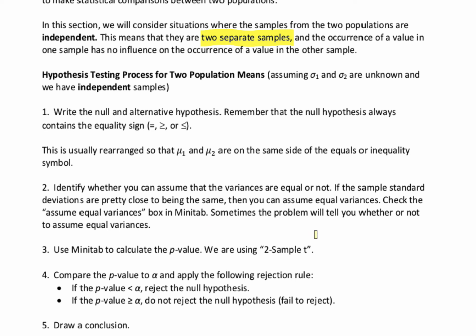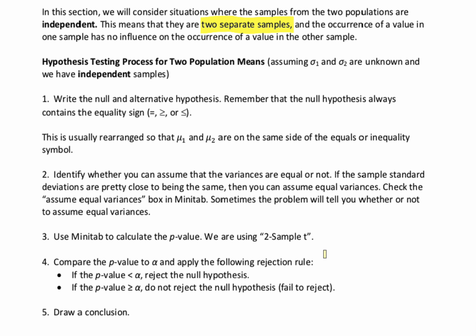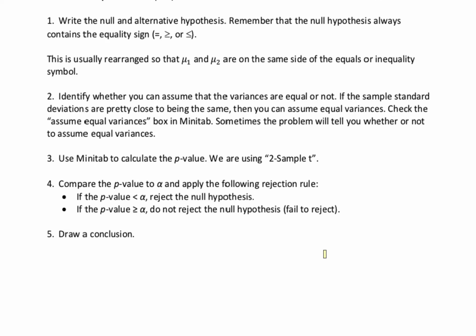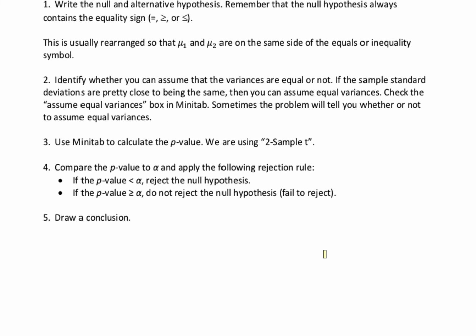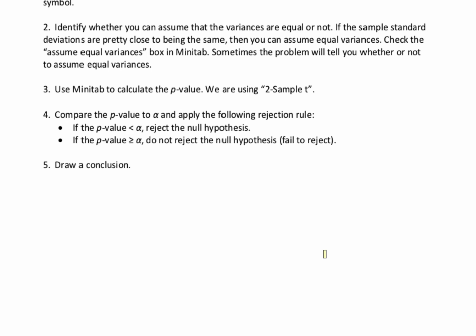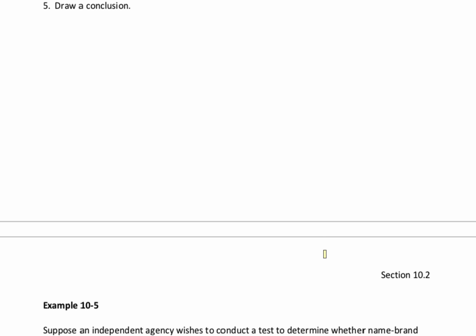So again, we're using Minitab to calculate a p-value, and then the menu that we're using is the two-sample t menu. And we're going to get a p-value just like before, and just like before, we're comparing that p-value to the alpha that we are given to determine whether to reject or fail to reject the null hypothesis. And then we draw a conclusion based on that. So we're going to go through an example here.